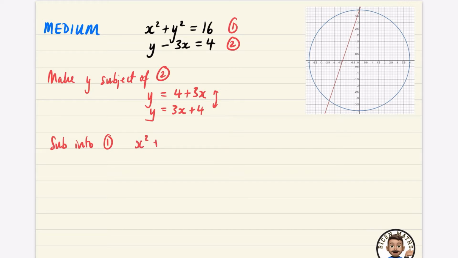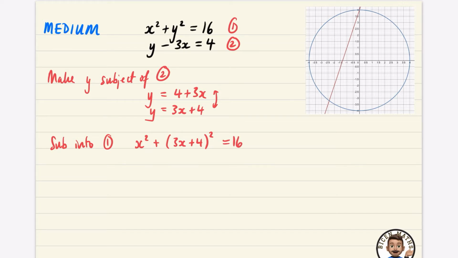squared plus y squared. Now the y squared, you can either, like I just said, do the 4 plus 3x. I'm going to do the 3x plus 4 squared. I think people usually prefer to see things with the x term written first, so you can swap them. So that's my x squared plus y squared equals 16.